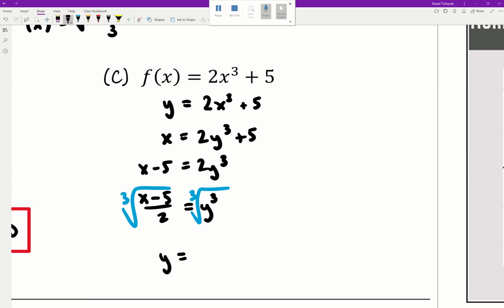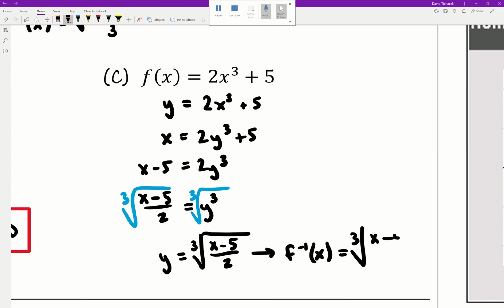And so we'll go ahead and swap around the left and the right-hand sides here. I've got y solved for by itself. That is simply just going to be equal to the cube root of (x minus 5) all divided by 2. And so that, of course, is going to mean that the inverse function f inverse of x is going to be simply the cube root of (x minus 5) all divided by 2.